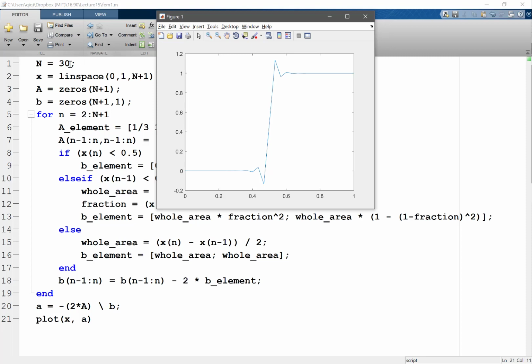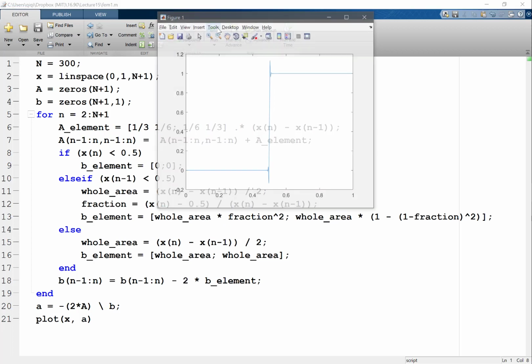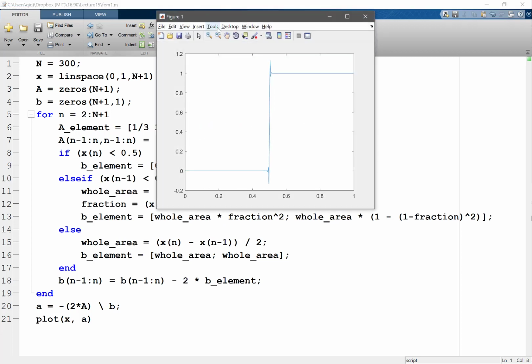All right. How about 300? Close this. This is our best approximation of the step function with 300 elements. Right. So basically we can see it gets sharper and sharper, except that in order to get the best approximation, you do have to overshoot a little bit and undershoot a little bit.